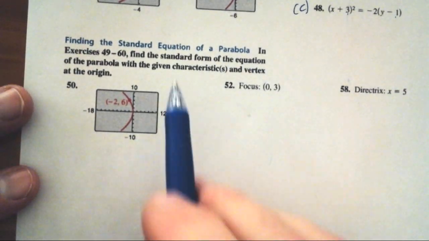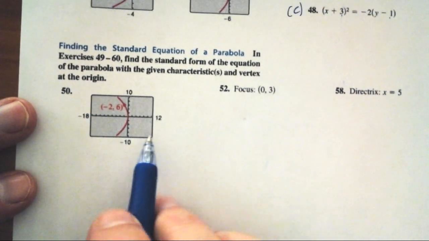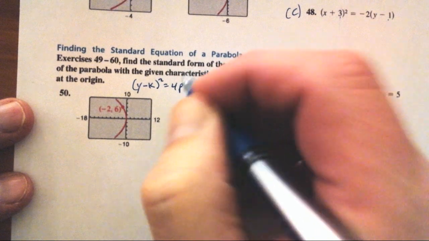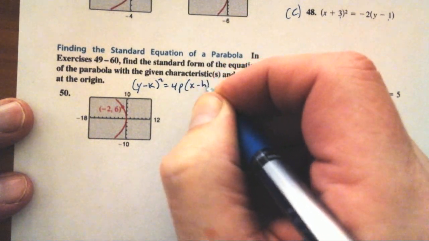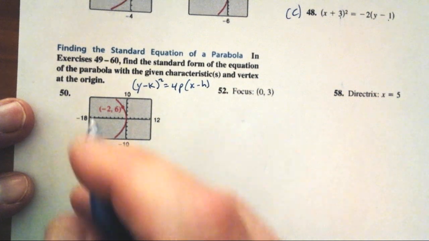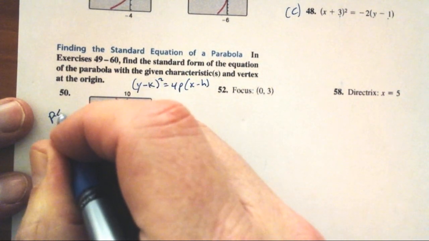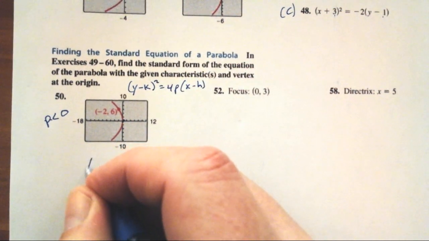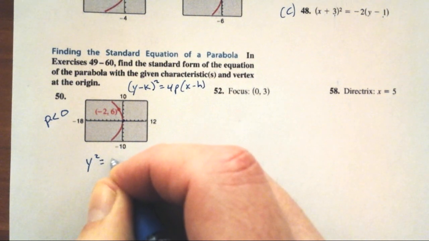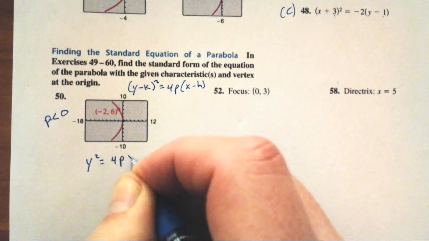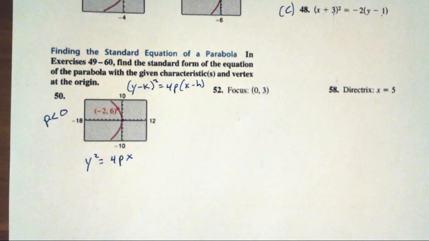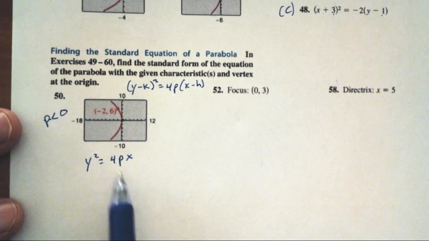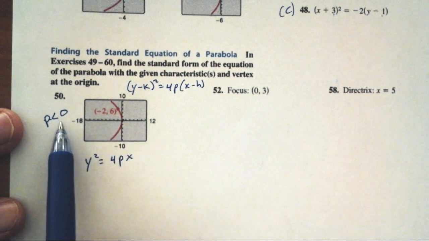Okay, find the standard form of the equation of the parabola. So this is a y squared parabola. It would be in this form, y minus k squared equals 4p times x minus h. What we know is it's backwards, so p is less than 0, and we know that the vertex is at 0, 0, so this is really y squared equals 4px. So we just need to know what p is. Well, what else do we know about this other than it's a y squared and it's backwards? It's opening in a negative direction.